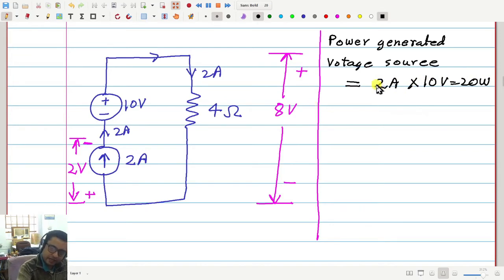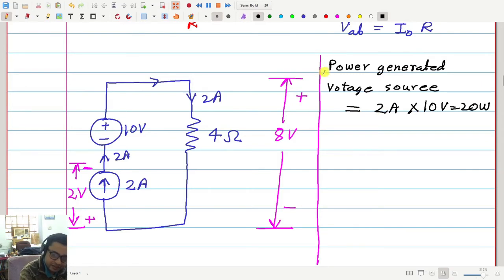And this is the power generated. Actually, I mean electrical power generated. Or to be even more precise, 20 watt of electrical power is generated at the cost of some other form of power or energy, chemical or mechanical power. So 20 watt of mechanical or chemical power is converted into 20 watt of electrical power by the voltage source.